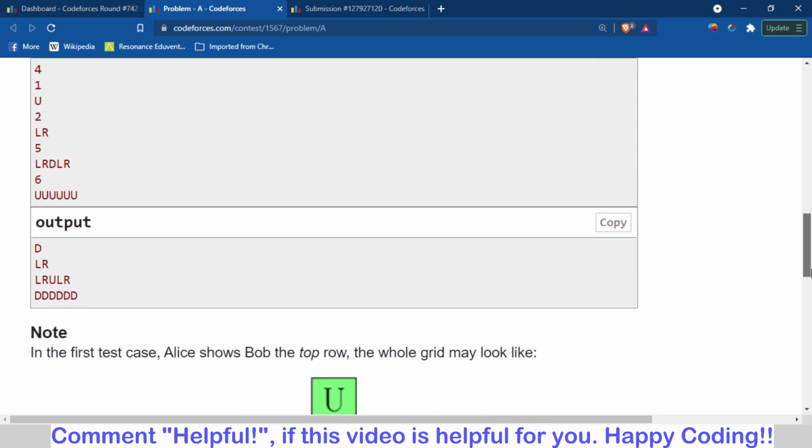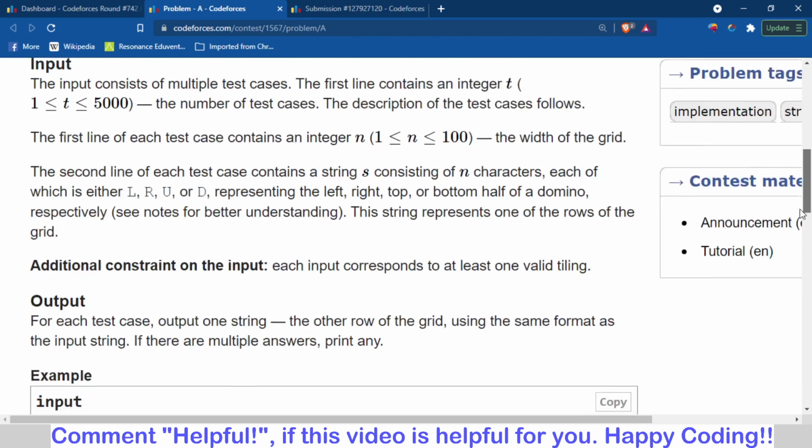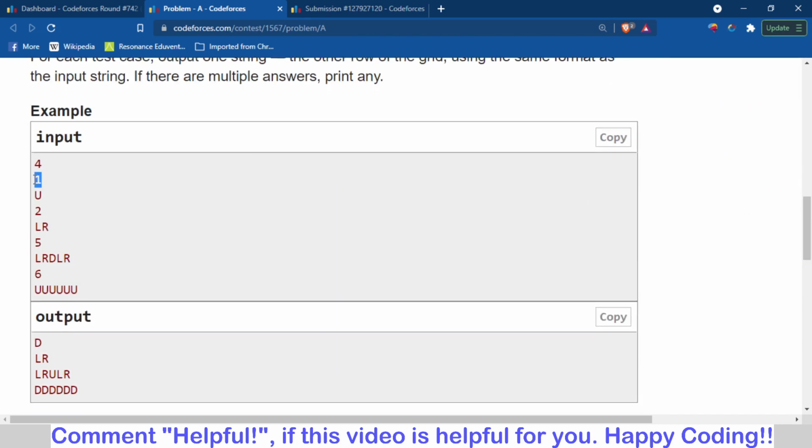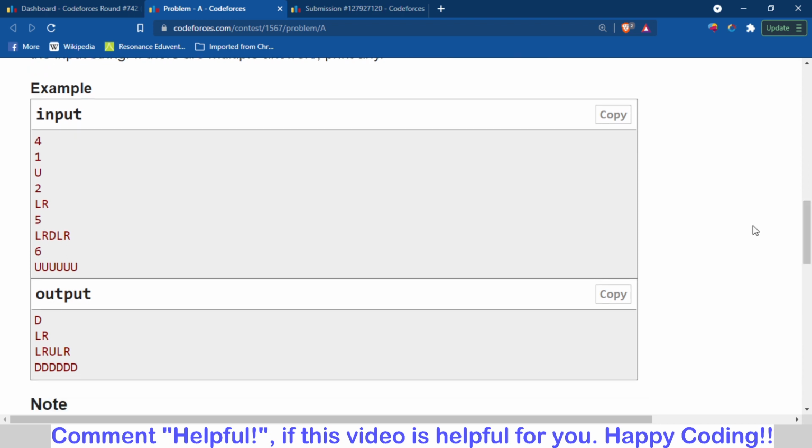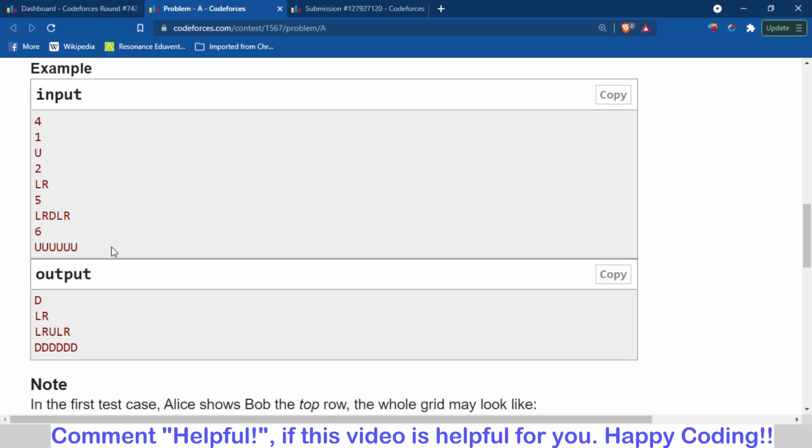For example, if there is only one column and 2 rows, it means only one tile is required. If in the first row the upper part of that tile is attached, then below it should be the down part. If it is left and right, then below it should also be left and right. If there is down, then there should be up, and if there is up, then there is down.